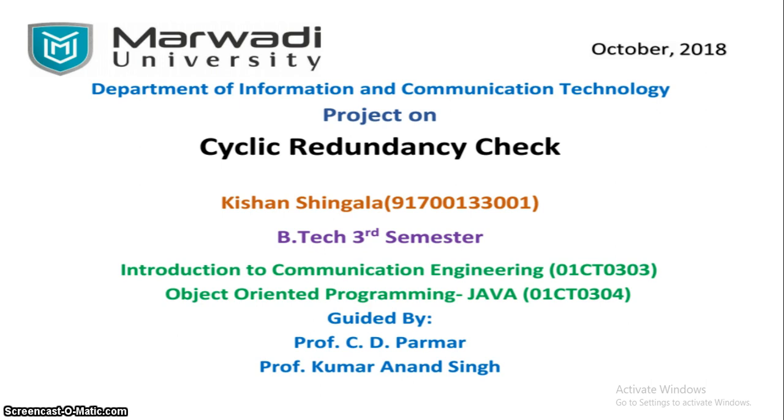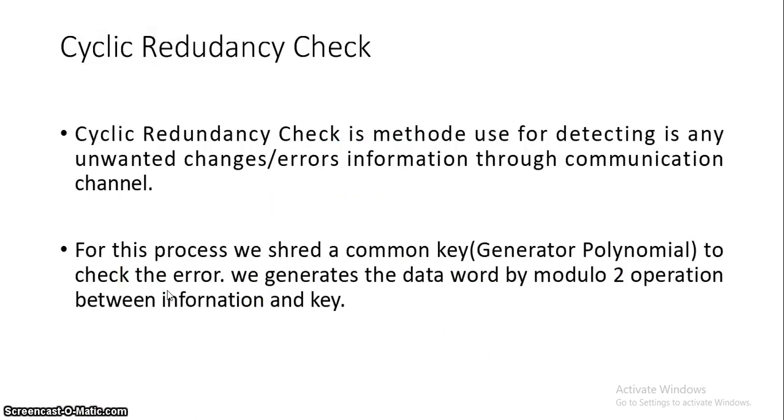Today I will explain cyclic redundancy check, which was assigned as a term project for Java and Introduction to Communication Engineering. Let's see what a cyclic redundancy check is. A cyclic redundancy check is basically used for error detection and correction. Through this CRC, we can detect errors and also correct errors which were generated in a transmission channel.